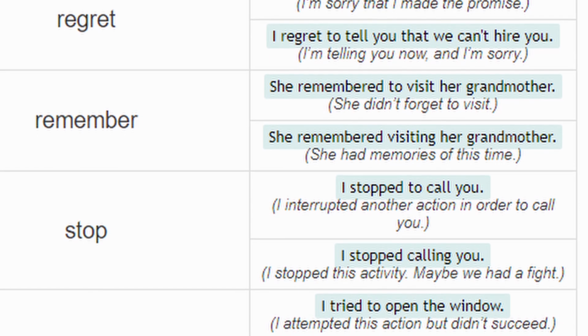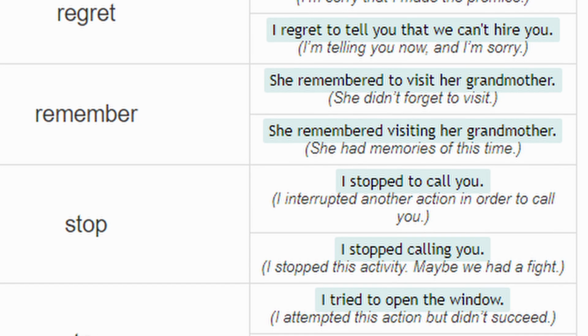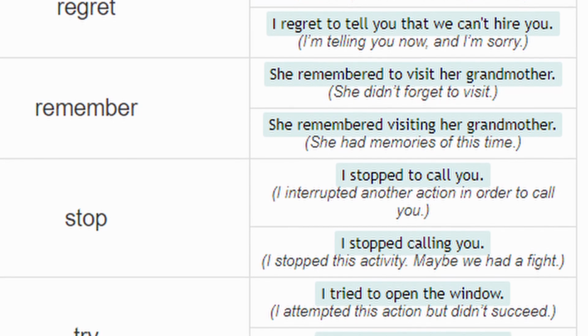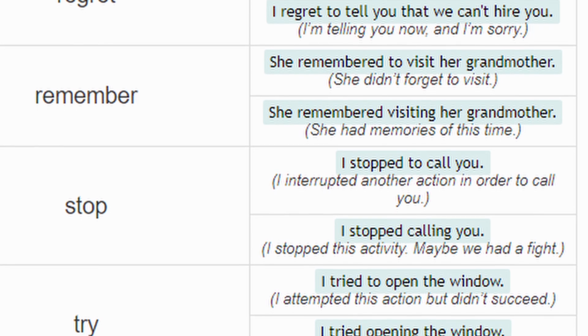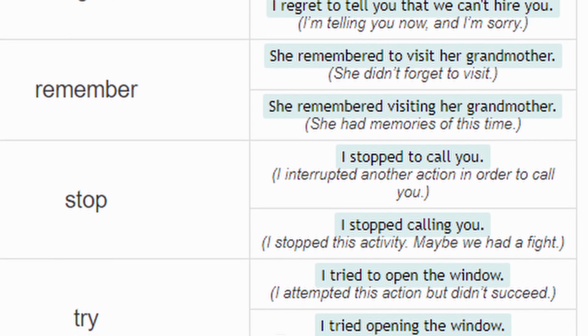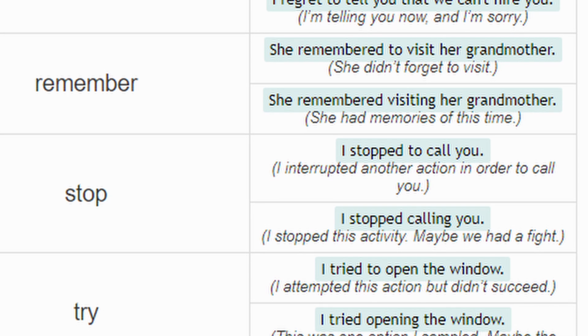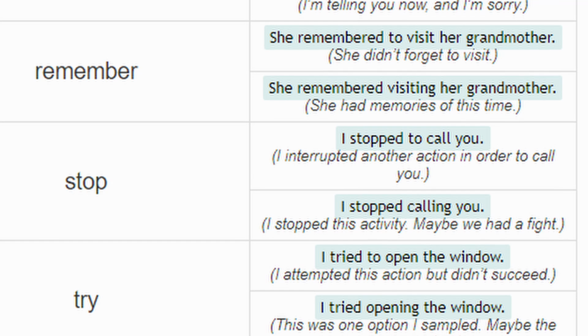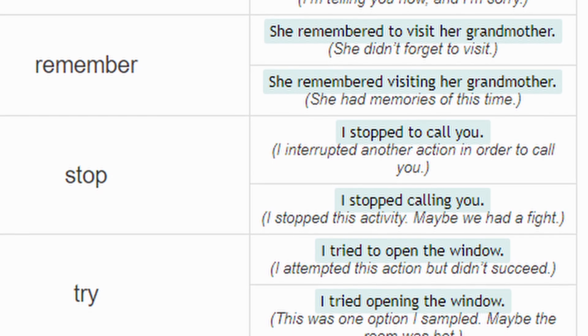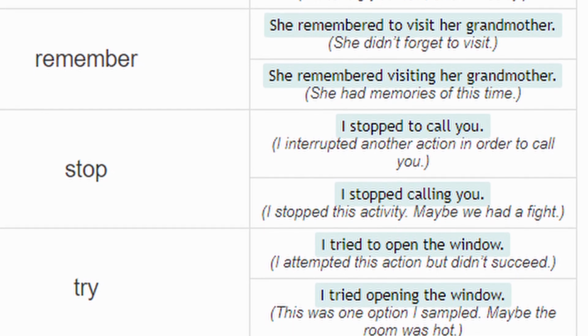And finally, for the verb try, if we say I tried to open the window, this means that I attempted the action but didn't succeed. But if we say I tried opening the window, this means that this was one option I tried, so maybe the room was hot.